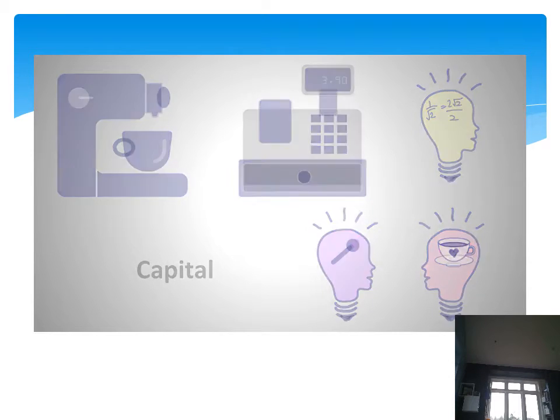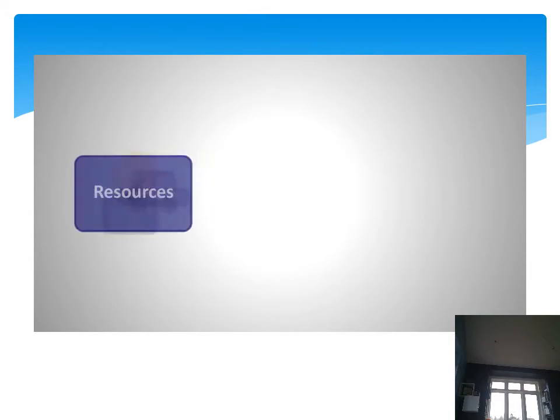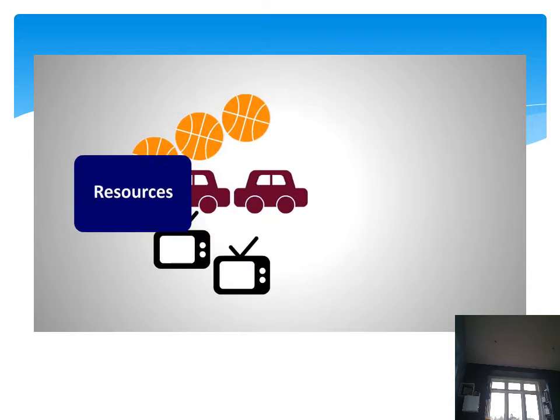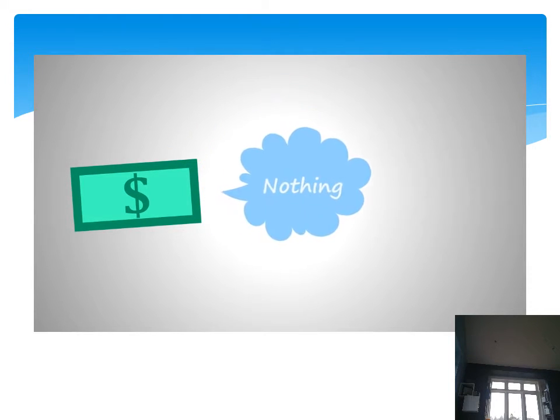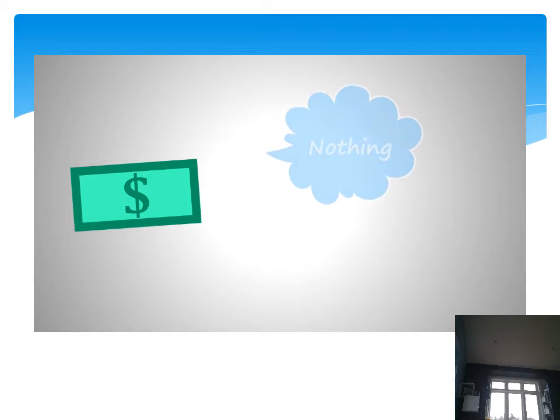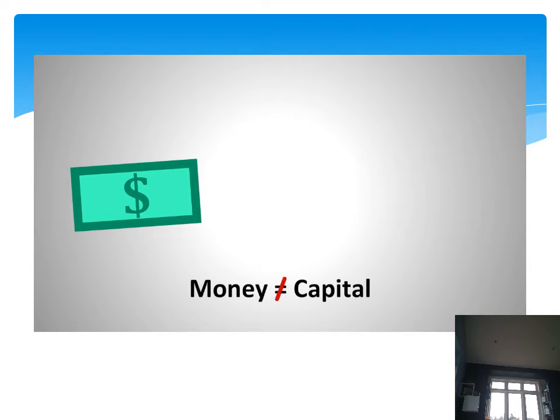One question. Is money considered capital? Well, in economics, resources have to be productive. Can money itself help you produce anything? No. Although you can use money to purchase resources like machines or coffee beans, money by itself cannot produce anything. So it's not considered a type of resource.